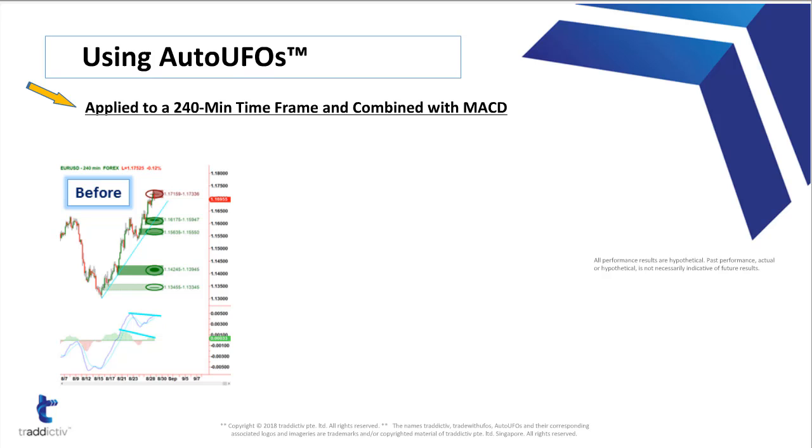So what would you do? You would wait for the red UFO. Here we go. Now we have the red UFO. So you have the red UFO and you have the divergence. So what do you do next?